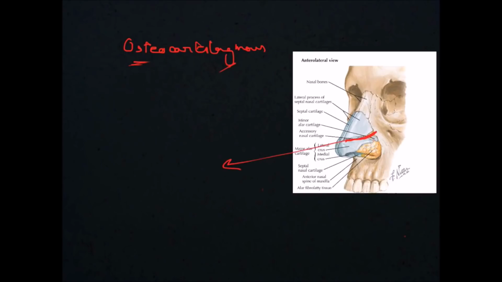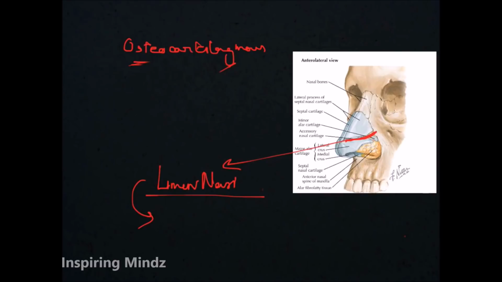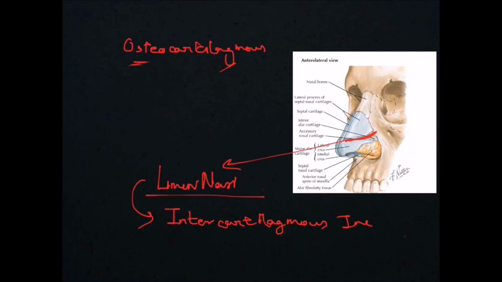This is termed limen nasi. Limen nasi is an important anatomical landmark because here we give the intercartilaginous incision during rhinoplasty.